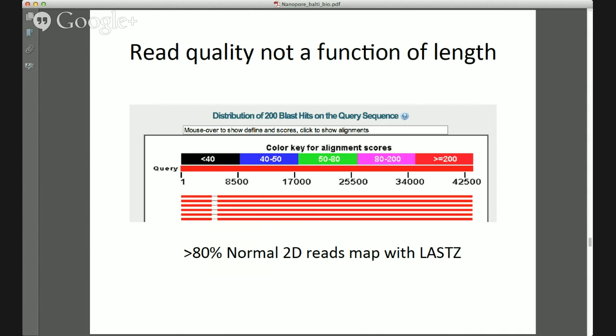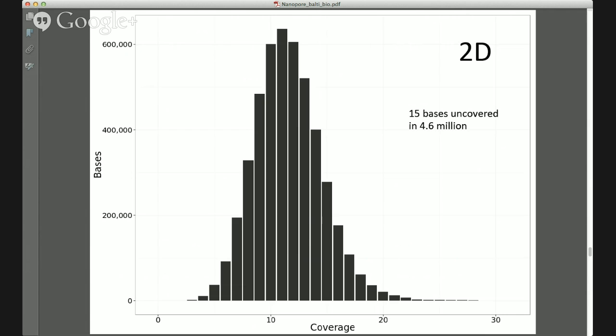I don't show the data here, but you can obviously check this for yourself. But read quality is really not a function of the position in the read. It doesn't tail off in the way that you would expect it with other sequencing. And conservatively, at least 80% of these 2D reads map with LAST, and the mappings are good and long.